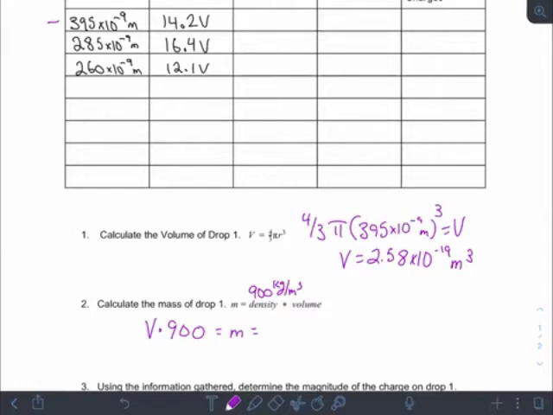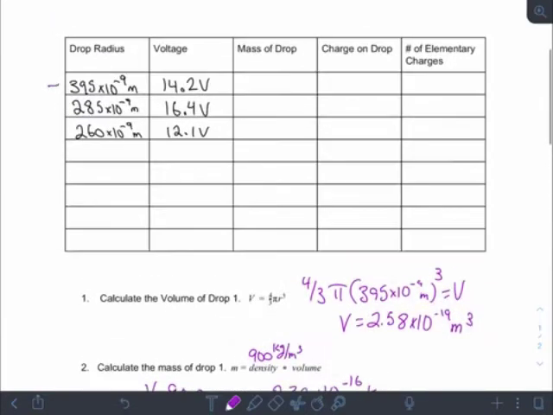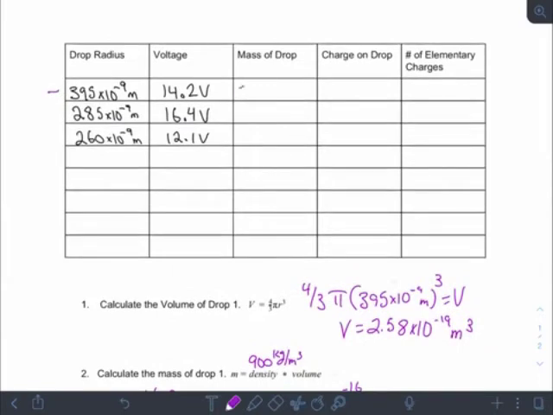And the mass of the oil drop is then 2.32 times 10 to the negative 16 kilograms. So I'll put that in my table.